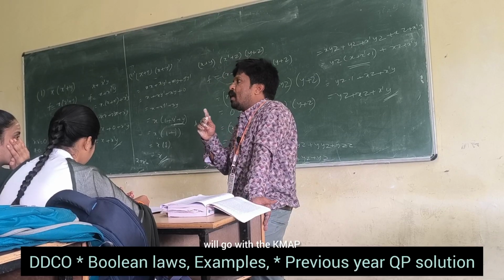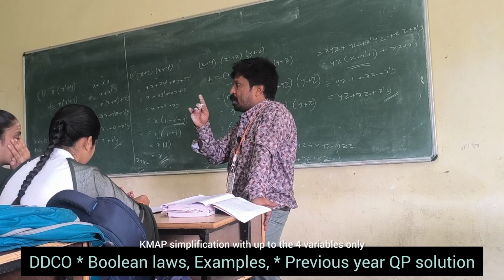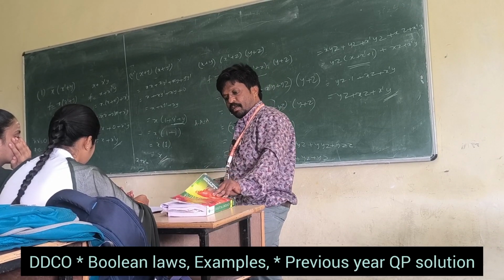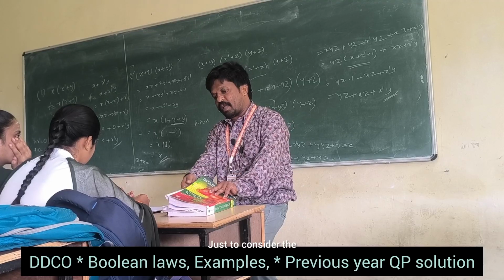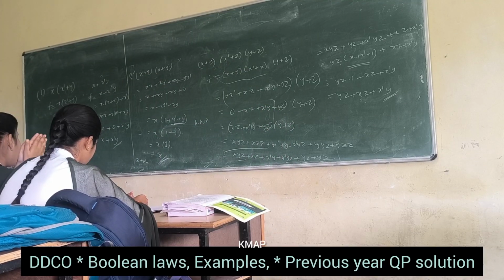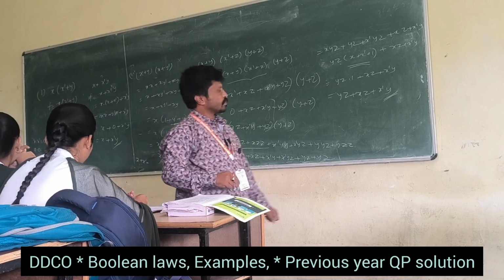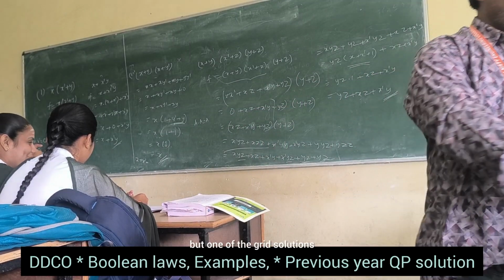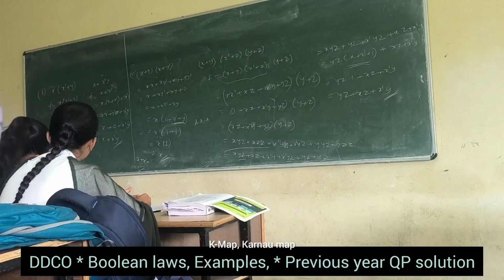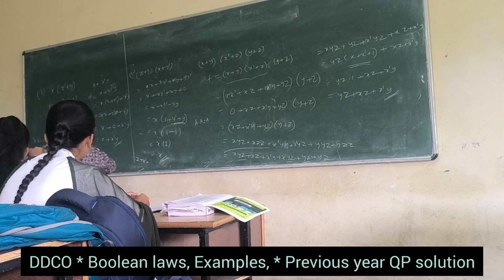Okay, we will go with the K-map. Okay, K-map simplification with up to 4 variables only. Okay, up to 4 variables only. Okay, just to consider the K-map. Next topic is what here? The K-map. K-map is nothing but one of the grid. Okay, grid solution. This is what the K-map is. Karnaugh map. Okay, K is nothing but the scientist name Karnaugh.